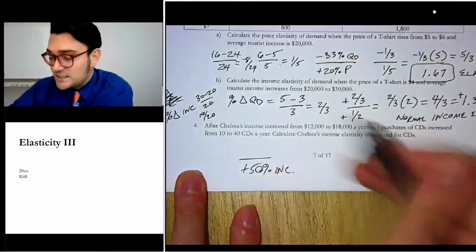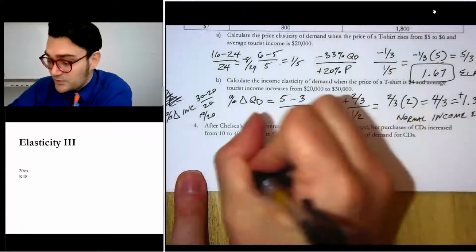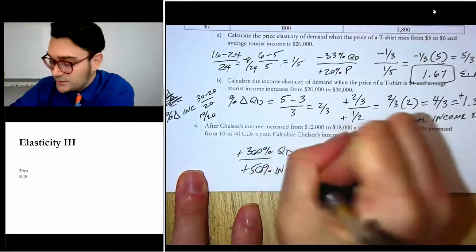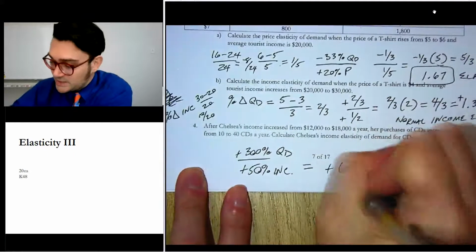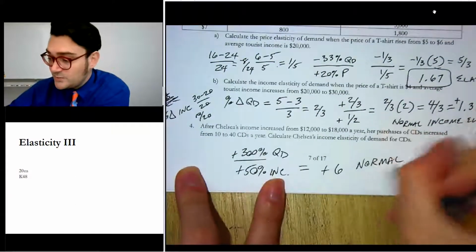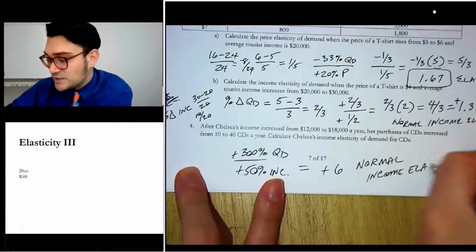And her CDs go from 10 to 40, so that's 300%. She buys a lot more CDs, right? And so we would say that it's +6, so they are normal because it's a positive, and we'd say that they are income elastic. So they're relative luxuries for Chelsea.